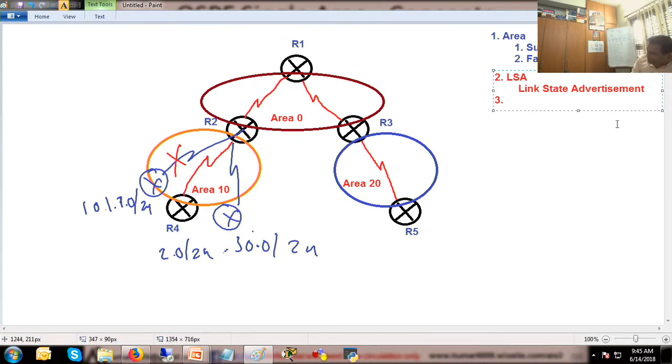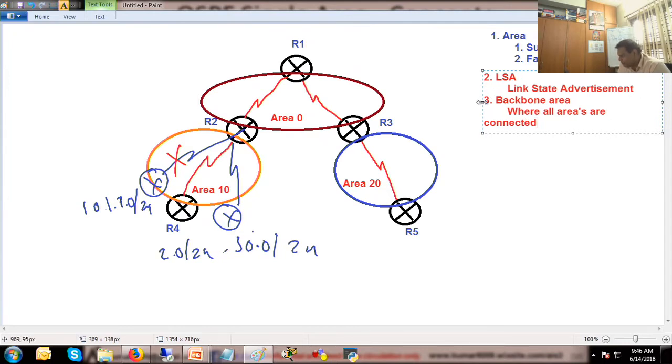Now, the third condition. These link state advertisements are there, right? Now there is one area called area 0. That is called the backbone area, where all areas are connected. Meaning area 10, area 20, however many areas you create, all areas have to connect to the backbone area. Area 0 is the backbone area.